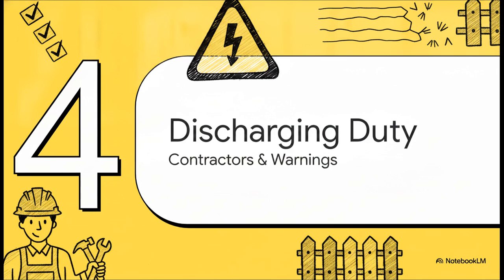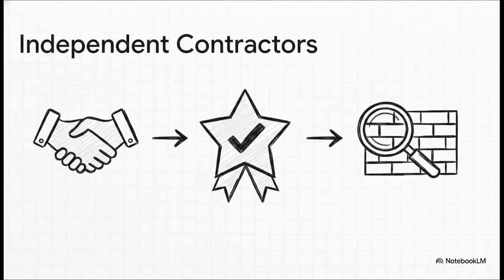Section 4. Contractors and warnings. So, what if the danger wasn't actually the occupier's fault? What if a visitor gets hurt because of a shoddy repair job by an independent contractor? Well, under Section 2(4)(b), the occupier might try to shift the blame, but they have to tick off 3 specific boxes to do it successfully.